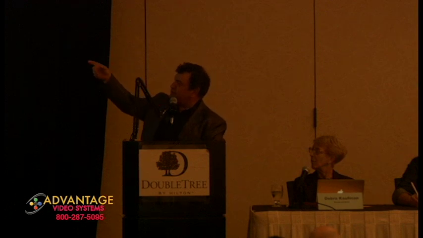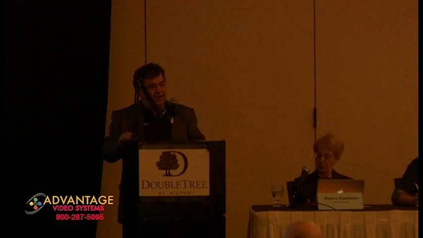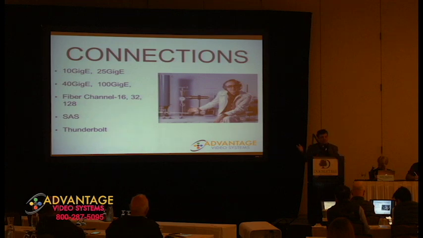So we have gig Ethernet, which is 10 gig, 25 gig, 40 gig, 100 gig. Fiber Channel goes from 16. We're past 8. There are still some 8 infrastructures out there, but we're moving into 16, 32 and 128 gig fiber. There's also SAS and Thunderbolt. At our booth right now, we're demoing the M-Logic Thunderbolt Ray, which is a Thunderbolt and SAN system. How do these different technologies work for you?